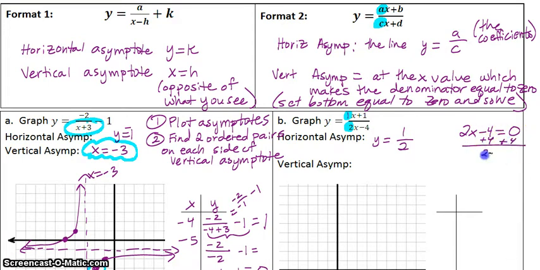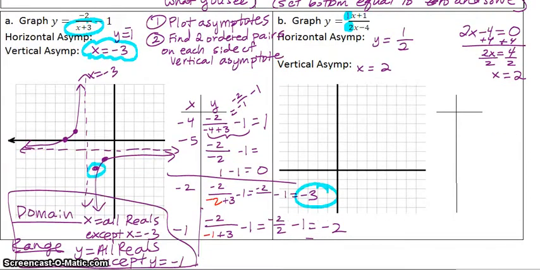And some of you might be able to do this in your head. Alright, add 4 to both sides. Divide by 2. x equals 2. And now let's really double check. If I plug a 2 in here, will it make it 0 on bottom? Yes, because 2 times 2 is 4, 4 minus 4 is 0. Okay, check. So I've got my two asymptotes, and that's the only part that's different from what we did before.